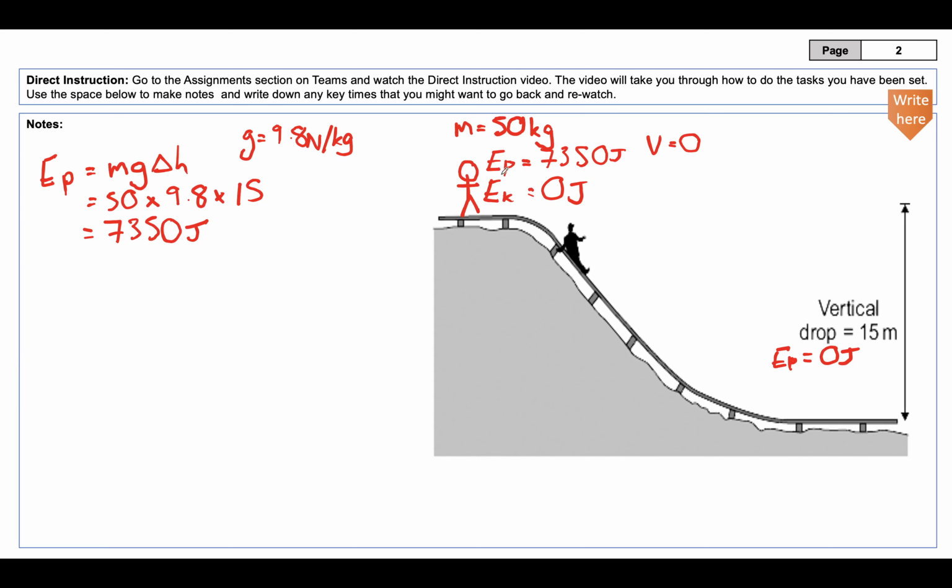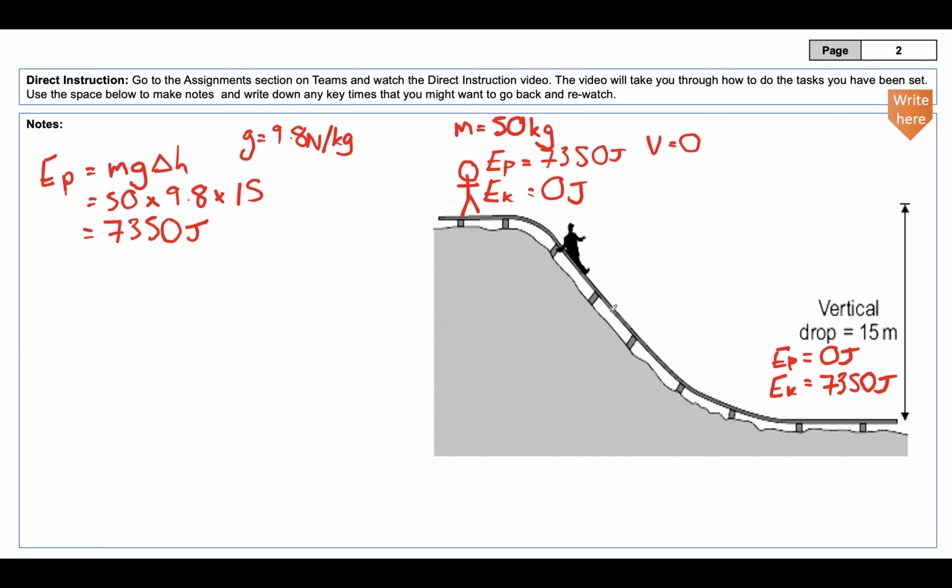So you've emptied this store, you've increased this one. So your kinetic energy, and I don't have to do any more calculations here, all I need to do is copy the number that I had at the top into this one here. So 7350. All my potential energy is converted into kinetic energy. So hopefully that's relatively straightforward.